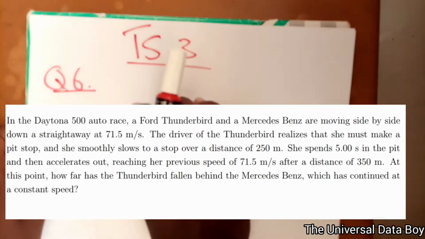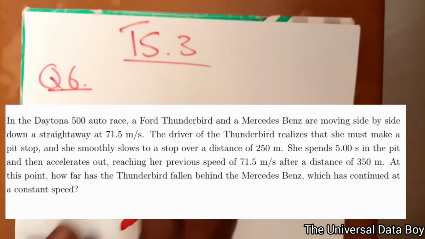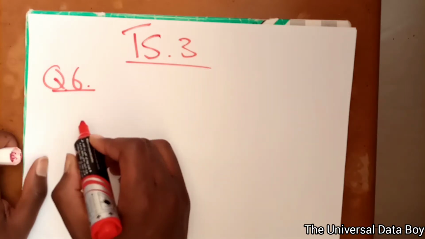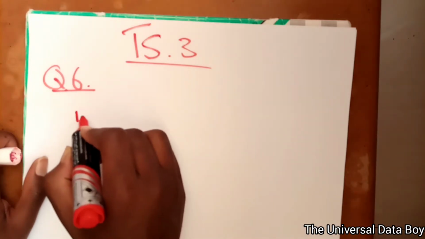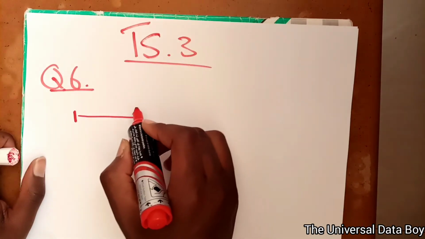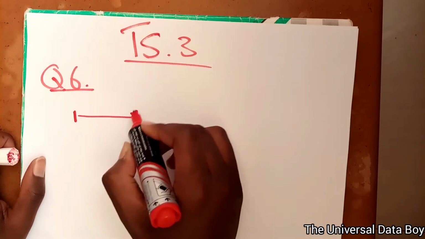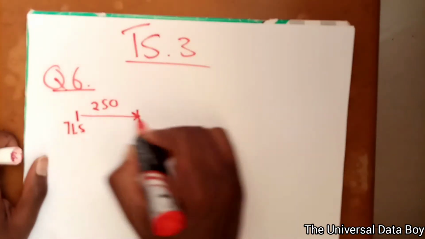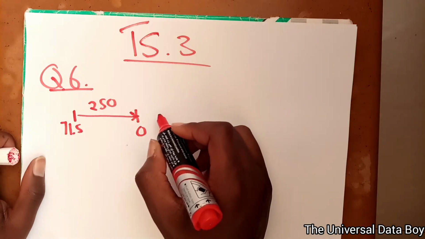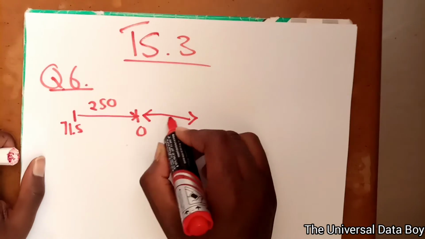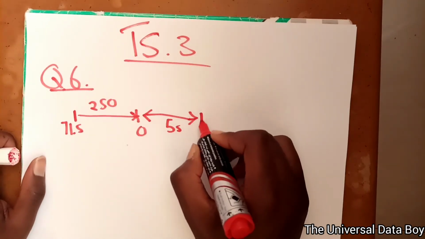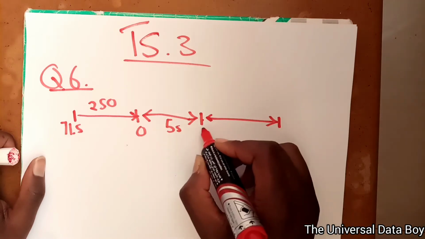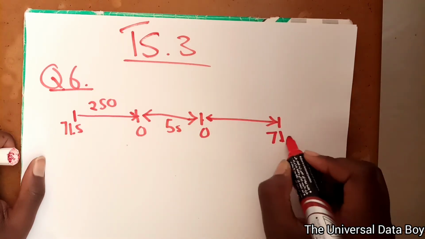So now in this question, you have to have a picture of exactly what's happening. Here we have the Thunderbird that starts at a certain point. It stops over a distance of 250. So here it was at 71.5, then it goes down to 0, and then she spends 5 seconds here. And then she starts again and goes to her previous speed of 71.5.